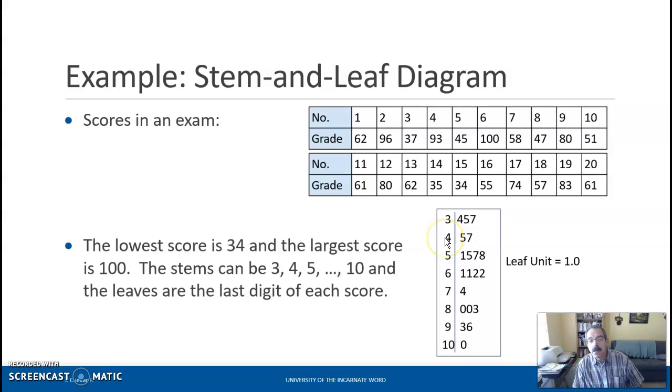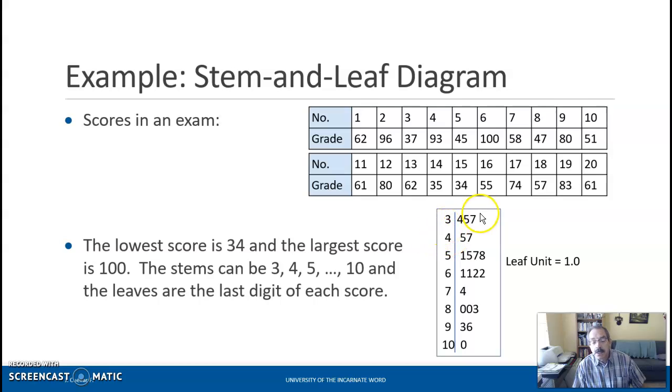Then you look in the 40s. What values do you get in the 40s? You get a 45 and a 47. Also, you look at the 50s, the values from 50 to less than 60, and you can see that you have scores of 51, 55, 57, and 58. It is also customary to put a little legend where you specify the value of the leaf. The leaf in this case is 1 unit.